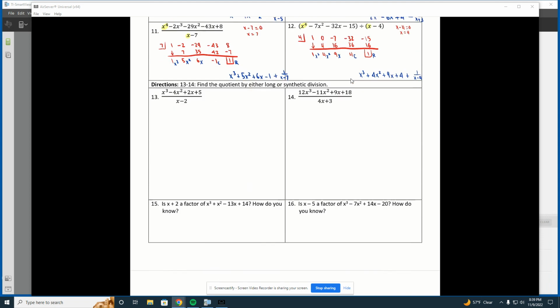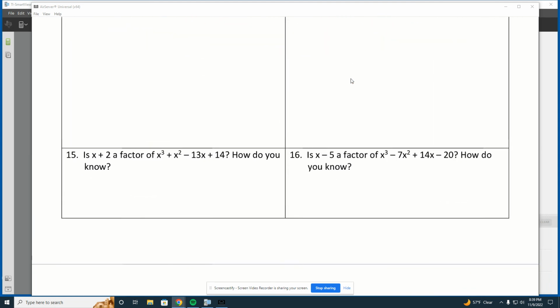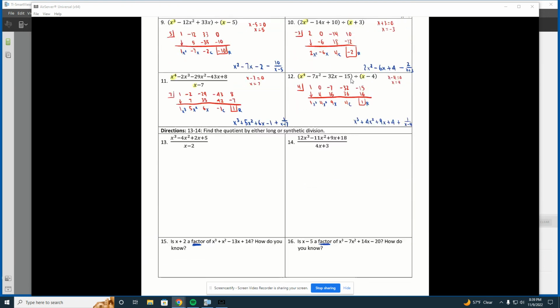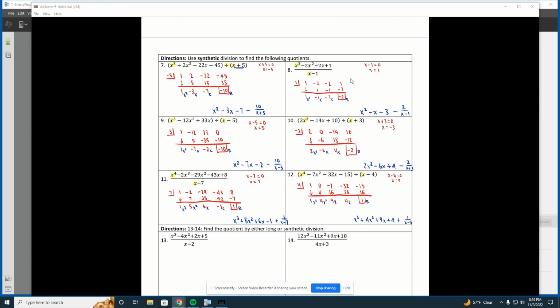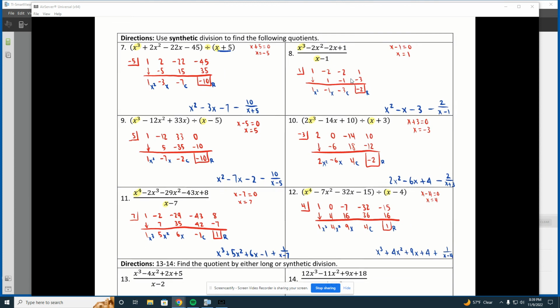Now, second and third period, I'm not sure if I gave you guys number 15 and 16. It doesn't matter. We're going to do this today about whether or not it's a factor. I may have gotten a little bit ahead of myself to have you do those problems. So just kind of ignore them until today. It was pretty quickly explained. So we'll talk about it obviously more in this next lesson.